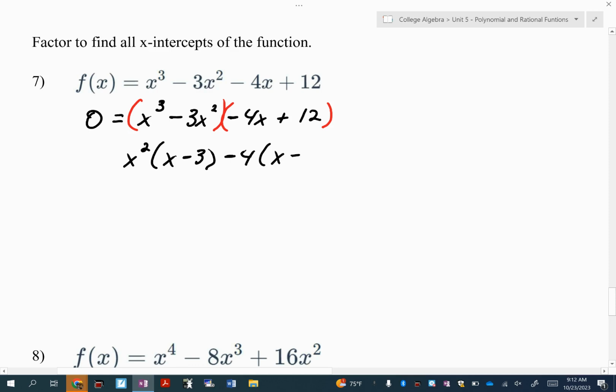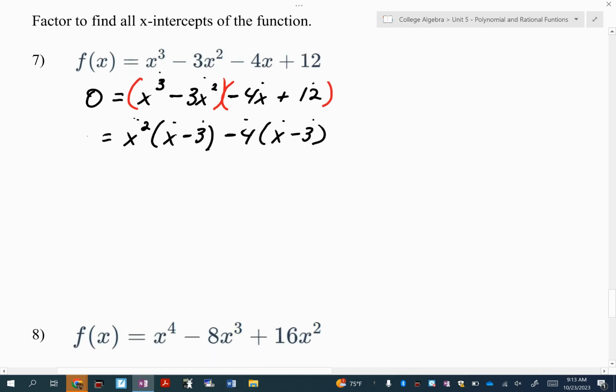Now, you'll notice when I factor those out, to get the stuff that's in the parentheses, you're really just doing division, right? X cubed divided by x squared is x. All right, same thing. Negative 3x squared divided by x squared is negative 3. Negative 4x divided by negative 4 is 1x. 12 divided by negative 4 is negative 3. Right, so that's kind of the step-by-step process there.